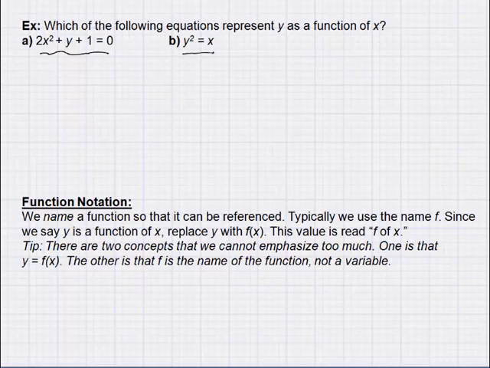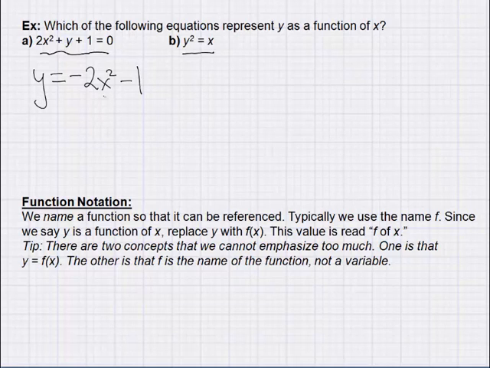Now you don't have that picture we were looking at before where you draw your two ovals and see if one x gets matched to one y, but you can do much the same thing. Take this first equation and solve it for y. In that case you get y equals negative 2x squared minus 1. So that's the equation solved for y. Now you can look and see if I plug a particular x value in here, will I always get one y from that?